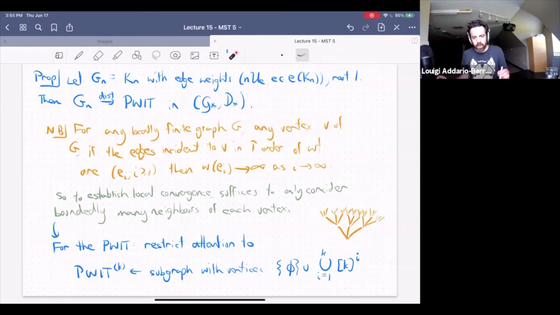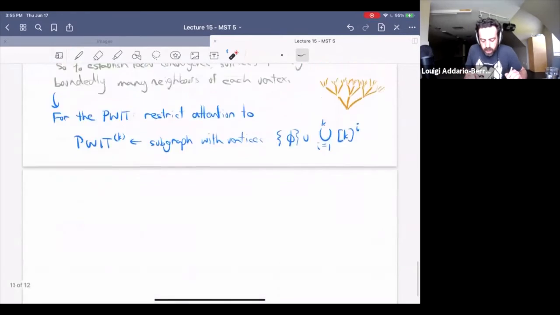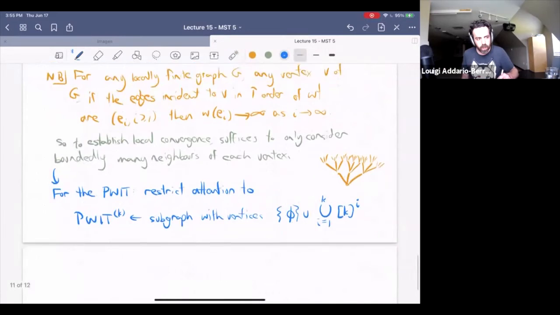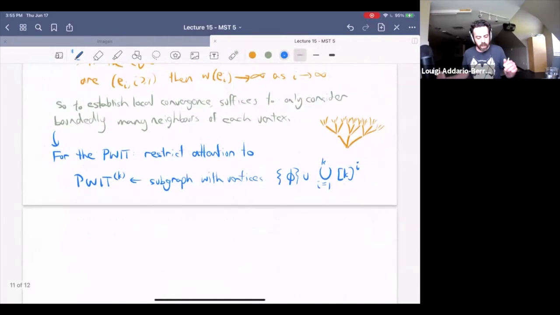And this comment is sort of saying that looking out to a fixed distance and looking out to a fixed weight are the same as long as we can do arbitrarily large distances or weights. But it's a little bit nicer to have a deterministic number of children to consider rather than a random number. That's the only reason I want to do that. So this is looking at a bounded number of nearest neighbors out to a bounded distance in the PWIT.